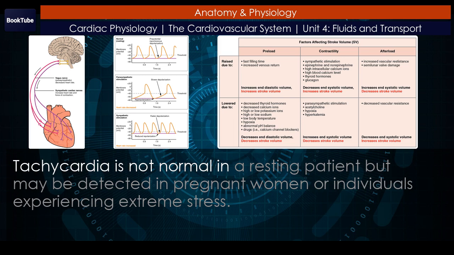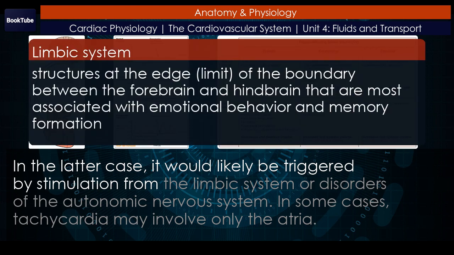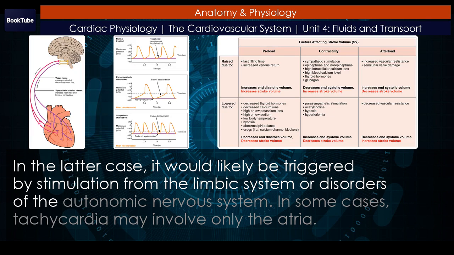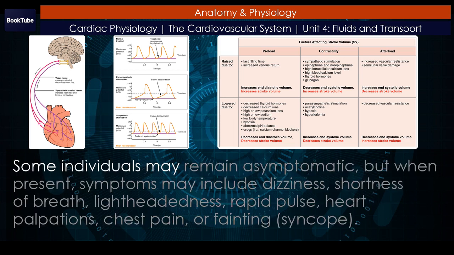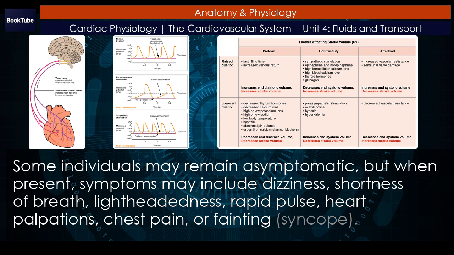Tachycardia is not normal in a resting patient but may be detected in pregnant women or individuals experiencing extreme stress. In the latter case, it would likely be triggered by stimulation from the limbic system or disorders of the autonomic nervous system. In some cases, tachycardia may involve only the atria. Some individuals may remain asymptomatic, but when present, symptoms may include dizziness, shortness of breath, lightheadedness, rapid pulse, heart palpitations, chest pain, or fainting (syncope).